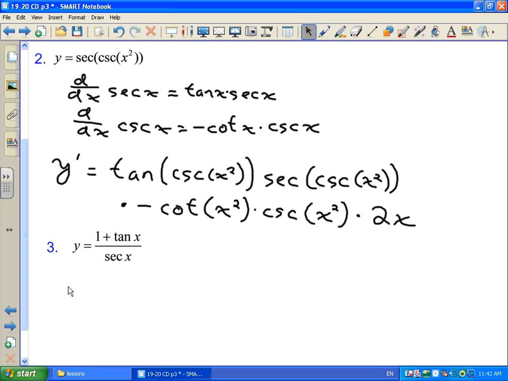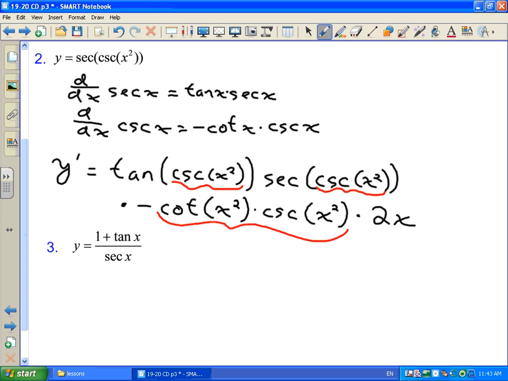Go ahead. Why isn't it times 2x again? Because you're finding the derivative of one of the inside like cotangent functions, right? What about that cosecant function? Would that have another? This one here? Yeah. No, because this whole thing here is the derivative of this thing in here, right? And this thing here, right?